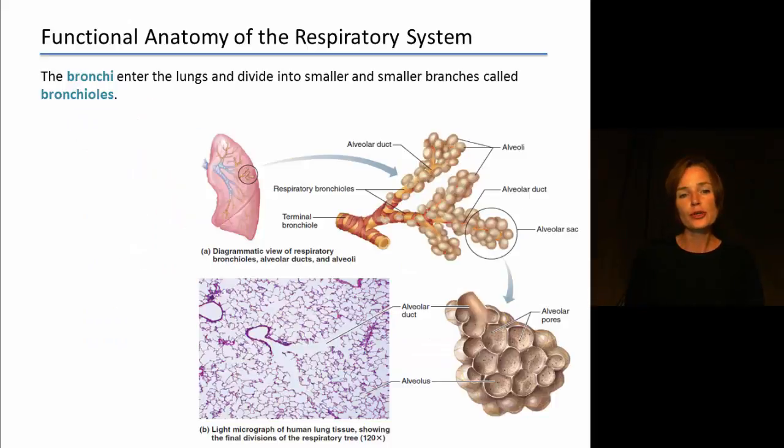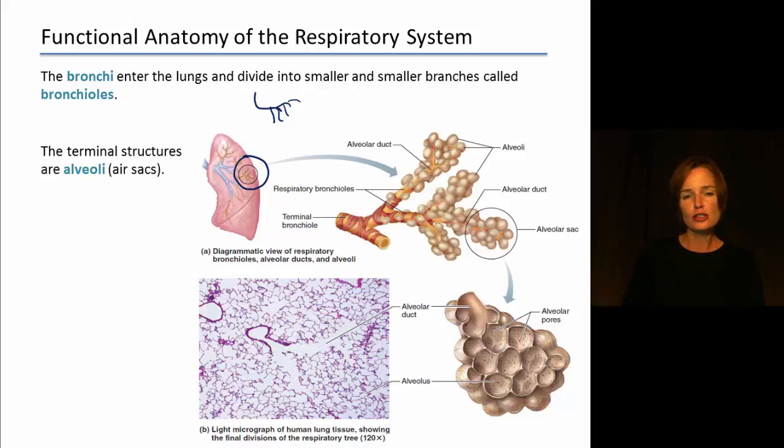The bronchi enter the lungs, and then they divide into smaller and smaller branches, which we call bronchioles. That's what we're looking at in this picture right here. Again, they come in and then there's this branching that's taking place. It's shown in this picture, and you've got the blown up version of it here. At the very end of the bronchioles, the terminal structure, is where we find the alveoli. These are the air sacs, and they are what actually does the gas exchange. So that is the site of the gas exchange involving carbon dioxide and oxygen.